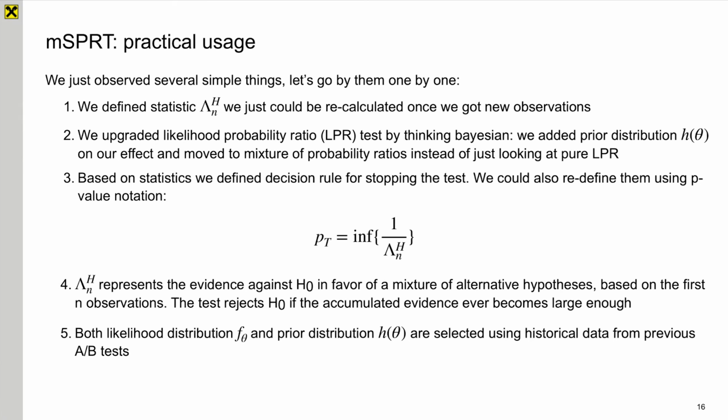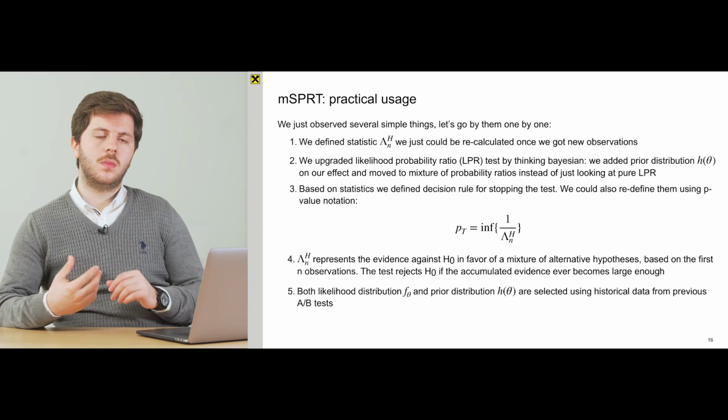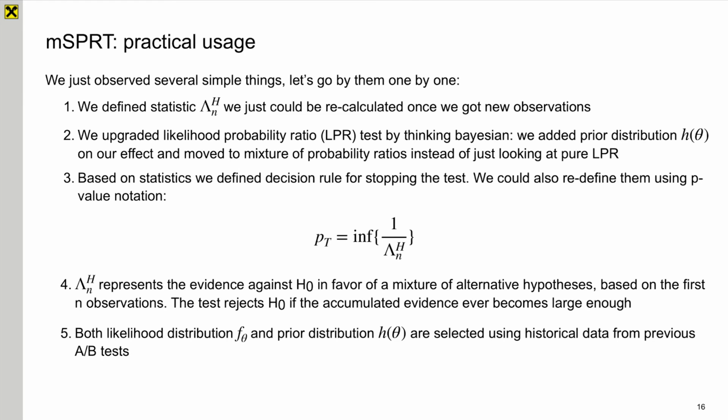We just observed simple things, and let's go through them one by one. We defined some statistic, some value that we could recalculate once we got a new observation. How can we do that? We upgraded a likelihood probability ratio test by thinking Bayesian. We added a prior distribution on the effect and moved to some mixture of probability distributions instead of just using simple likelihood probability ratio testing.